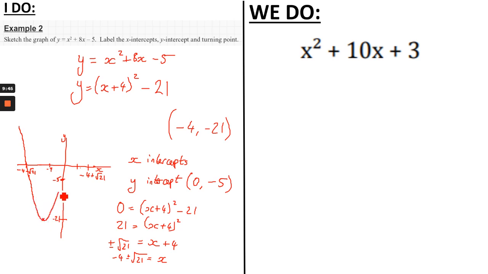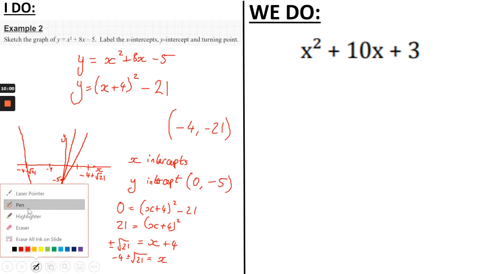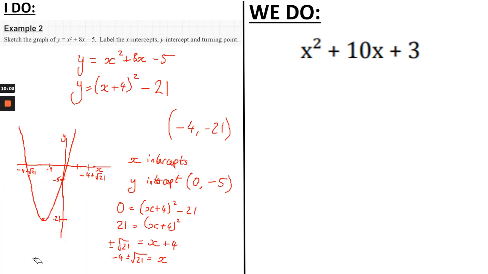We know that it goes through this value 0, minus 5, and it's going to keep going like so. Now it should be a bit more symmetrical, so it should look a bit steeper like that. Now I'm just worried that when I erase this, I'm going to do the whole thing again. So, no, that's fine. So minus 4 plus root 21 is going to be this value here. Okay, pause the video, see if you can give the question on the right a go, and then check your answers when you are done.